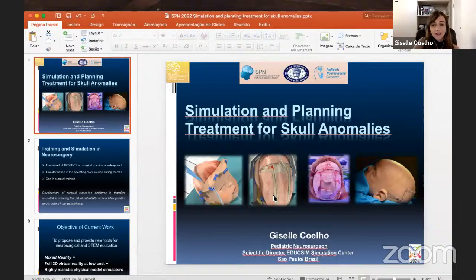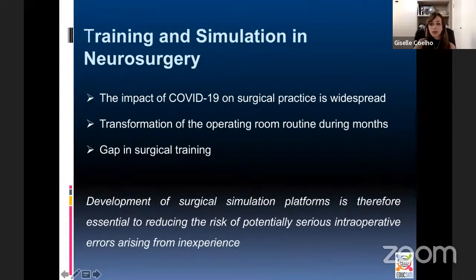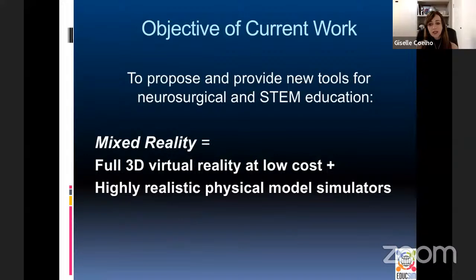We are talking about training simulation in neurosurgery, especially in this moment when the impact of COVID-19 on surgical practice is widespread. There is a transformation of the operating room routine during these months, and we observed a gap in surgical training. This way, the development of surgical simulation platforms is essential to reduce the risk of potentially serious intraoperative errors arising from inexperience.